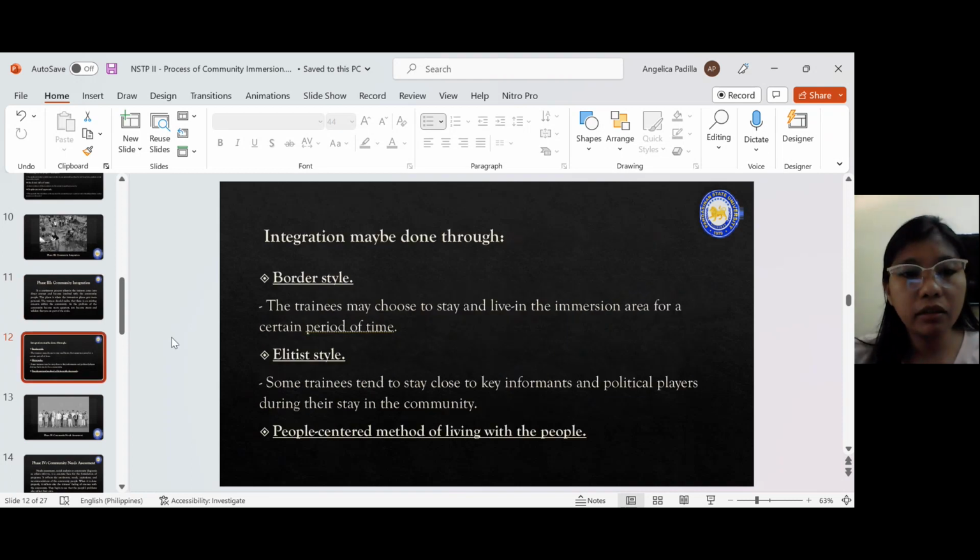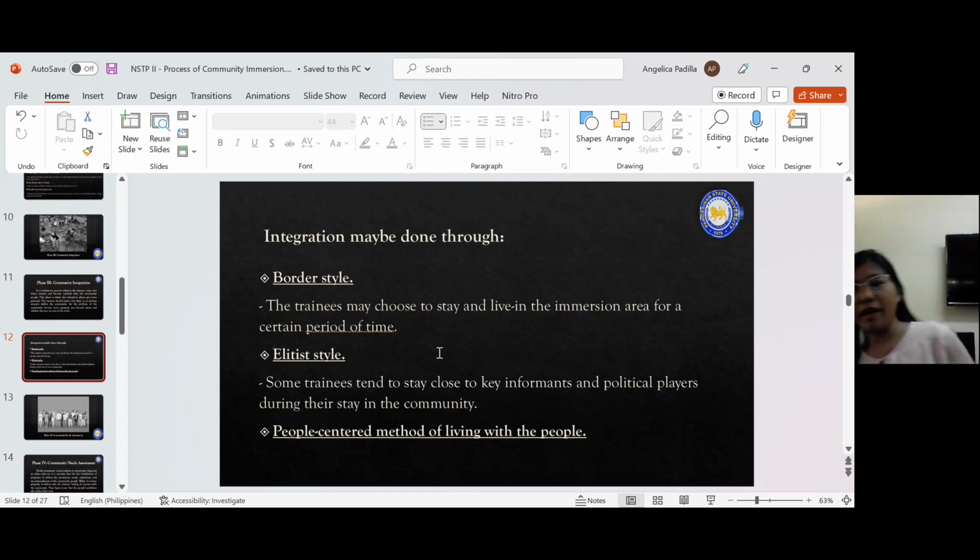Okay, so integration may be done through border style. The trainees may choose to stay and live in the immersion area for a certain period of time. Pero ito, na-discuss ko na ito sa inyo na medyo may konting modifications tayo when it comes to our community immersion. We redefine it kasi nga, kung tutuusin yung community immersion natin, ganito dapat talaga. But because of our limited resources at hindi naman possible din yan, may site tayo doon or may camping site, for example, walang ganun kasi hindi na siya kakayanin ng resources natin.